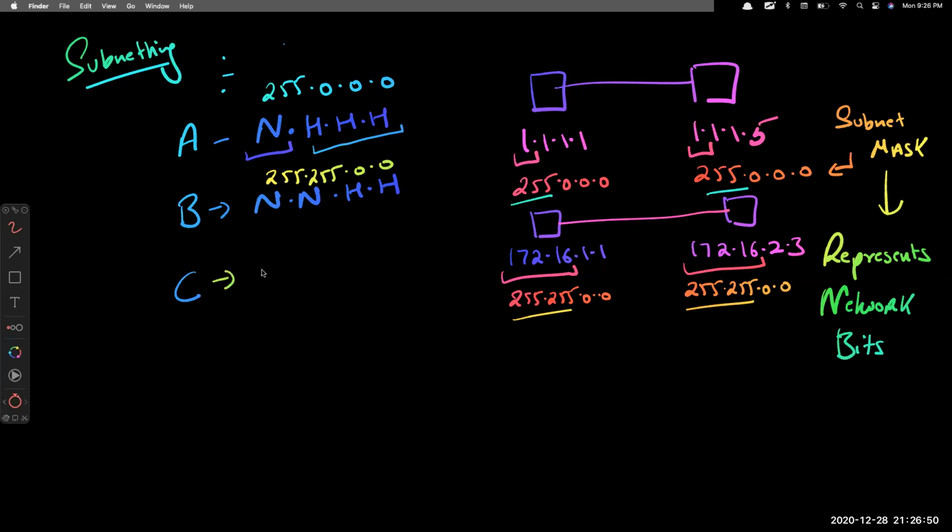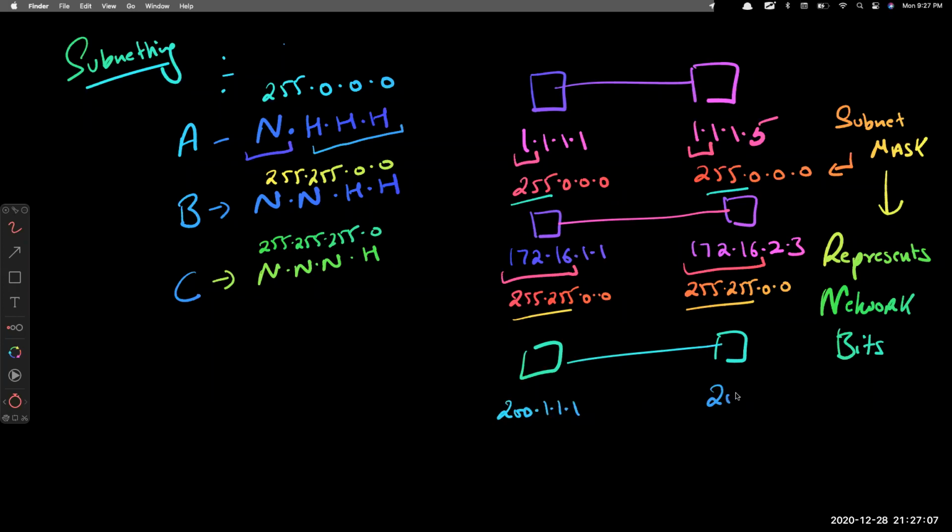In C, we have three network parts and one host part. It means we have three 255s. So how many parts do we need to match? When we give an IP address to a computer of class C, suppose 200.1.1.1 and 200.1.1.2, if both machines' first three parts are matching, up to three octets, they are also able to communicate. One group is known as an octet because it is 8 bits. So three parts are matching, and this means 255.255.255.0.